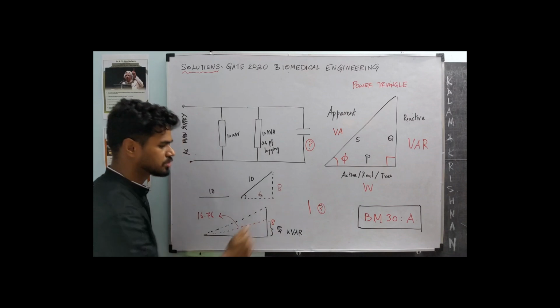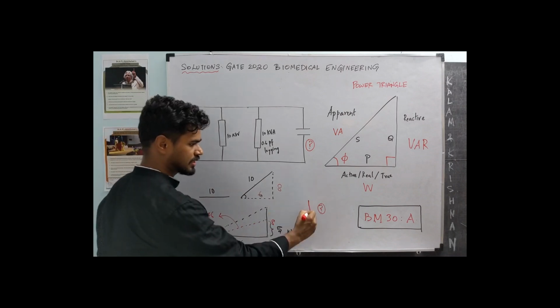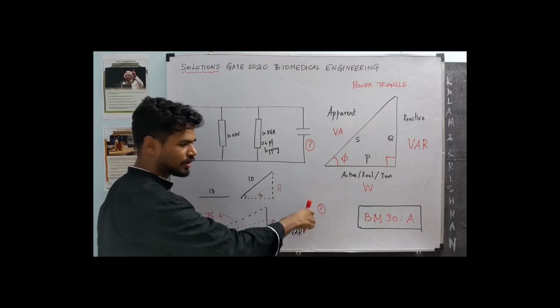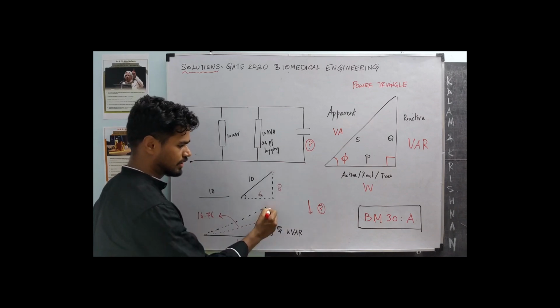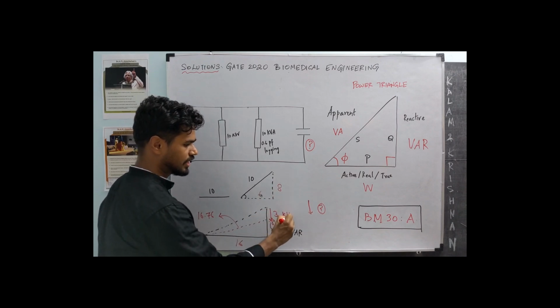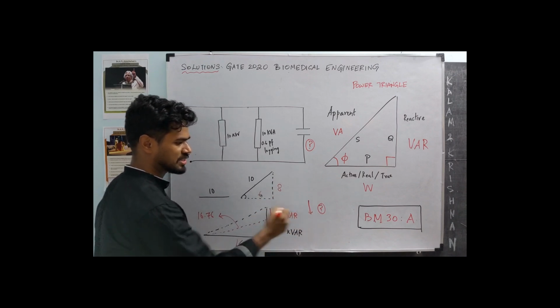If 8 has to become 5, we need to add a capacitor that has a leading downward triangle. This is a triangle with just no base, just the height. We need to bring it down by 3 kVAR. So this is the effect of the capacitor.